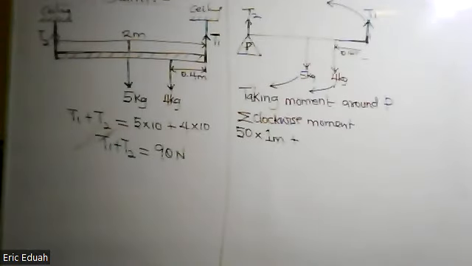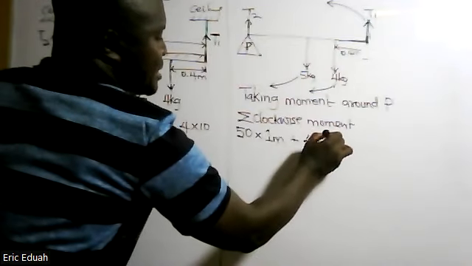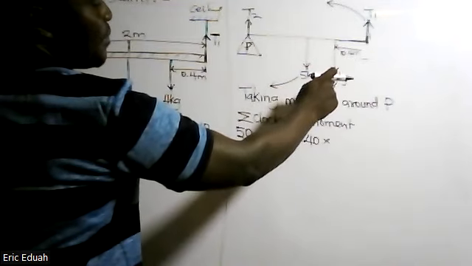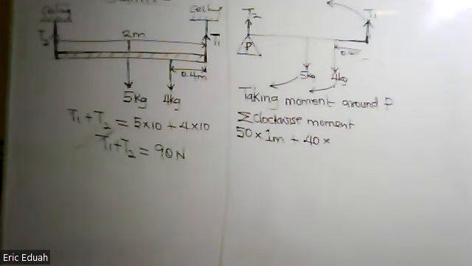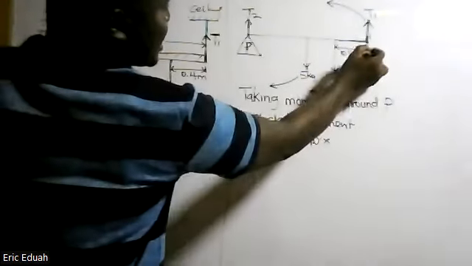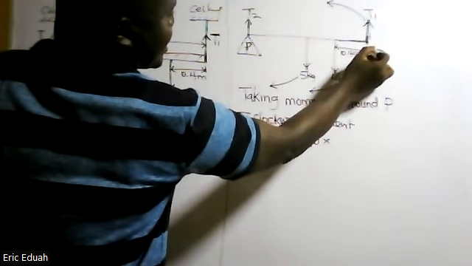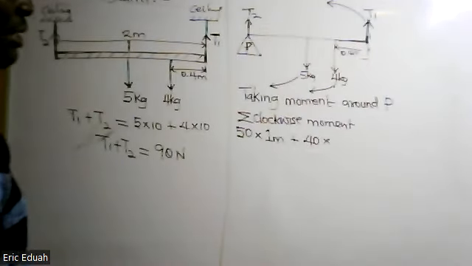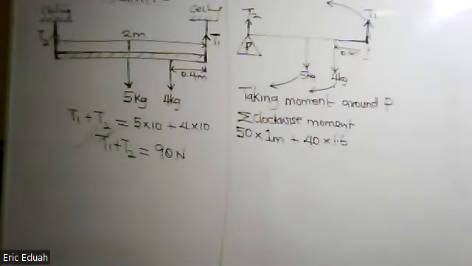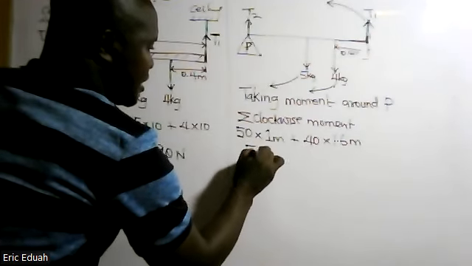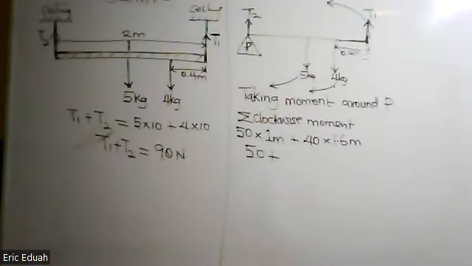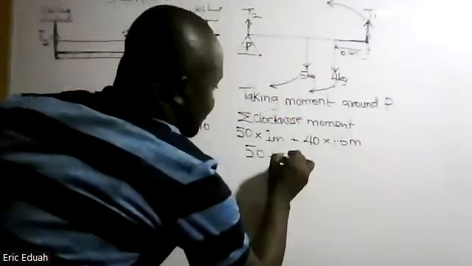Okay, so we are looking at the sum of clockwise moment. 40 Newton times, what's the perpendicular distance from the 4 kilogram mass to the pivot? Exactly. That will be 1.6 meter because we are told this is 0.4 meter from one end. So if from here to here is 0.4, then what will be left will be 1.6. Good. So this is 50 plus, what is 40 times 1.6? 64. That's it. So 64.